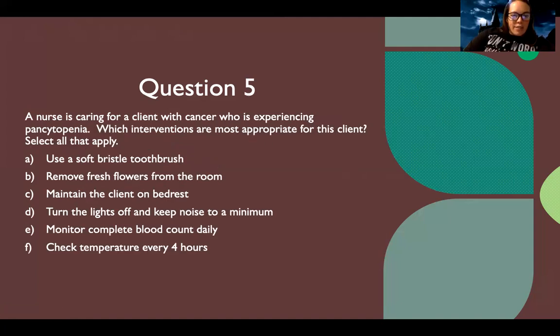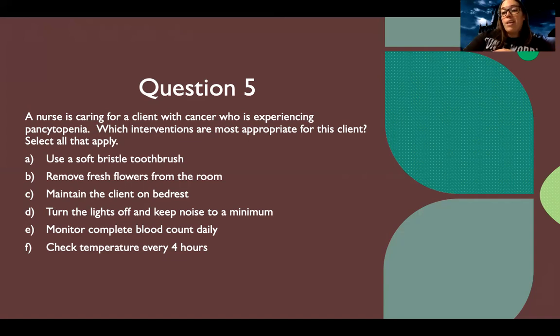So question 5, I know we're tricky. A nurse is caring for a client with cancer who is experiencing pancytopenia. Which interventions are most appropriate for this client? Select all that apply. Ooh, your favorite. So pancytopenia means I have a low number of all blood cells. This question's really asking: what do I do to treat neutropenia? What do I do to treat thrombocytopenia? And what do I do to treat anemia?